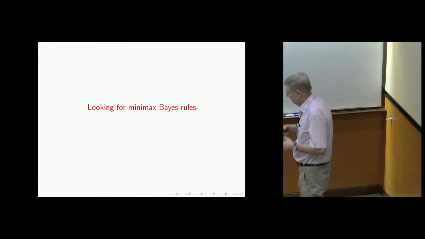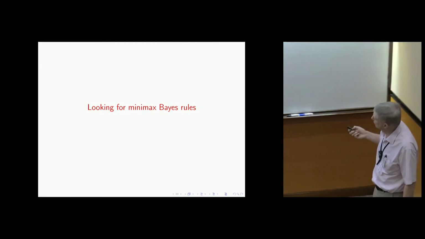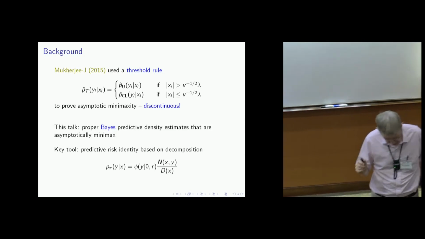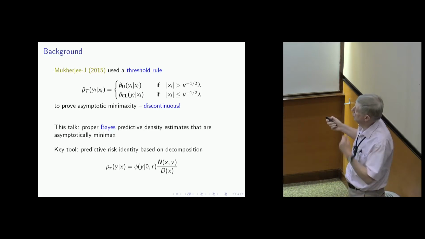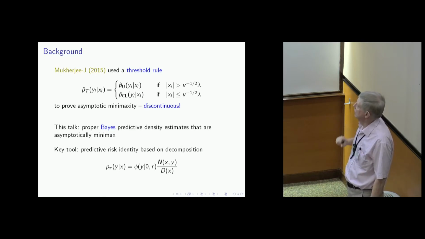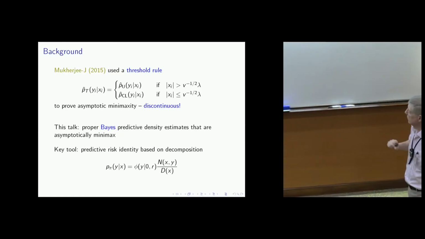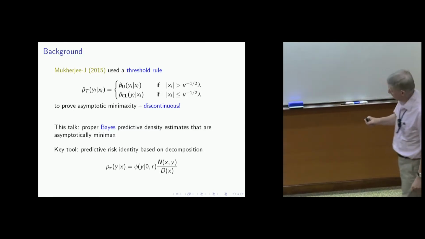So the task now is to look for asymptotically minimax Bayes rules, and to make that more concrete, let me say that the earlier result with Gourab was certainly not a Bayes rule, because it was to show that the bound was achieved. We used a discontinuous estimator that involved a thresholding structure. So there were two different predictive density estimates: a uniform predictive estimate for large values and a certain other one for small values. And so it's clearly discontinuous, clearly not a Bayes estimator. So now we want to find Bayes estimators that are asymptotically minimax. And so that's the goal for the next little bit.